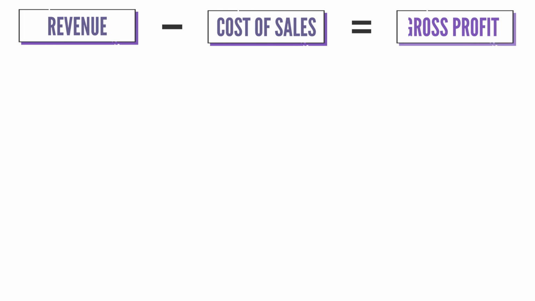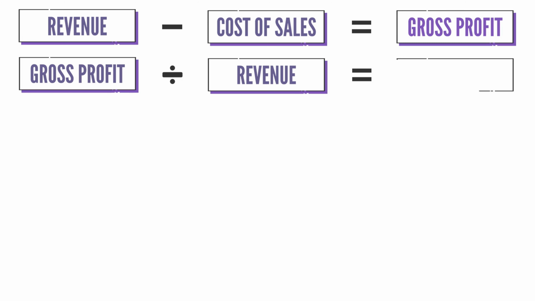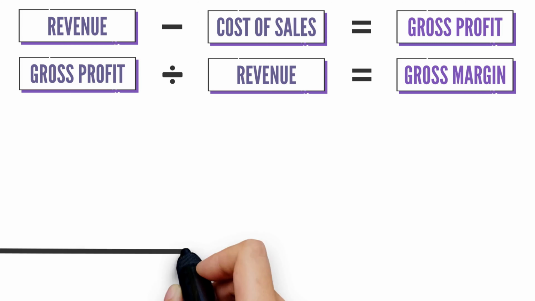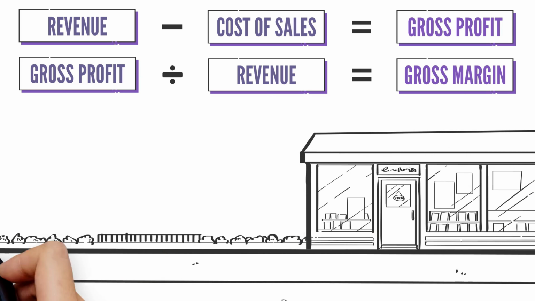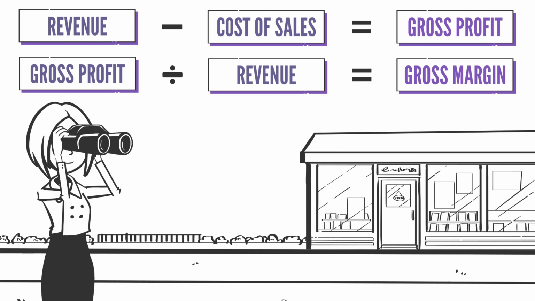When you subtract your cost of sales from revenue, you're left with gross profit. To see how efficiently your business generates profit, divide gross profit by revenue to get your gross margin. It's always a good idea to check your gross margin against competitors in your industry to see how you measure up.